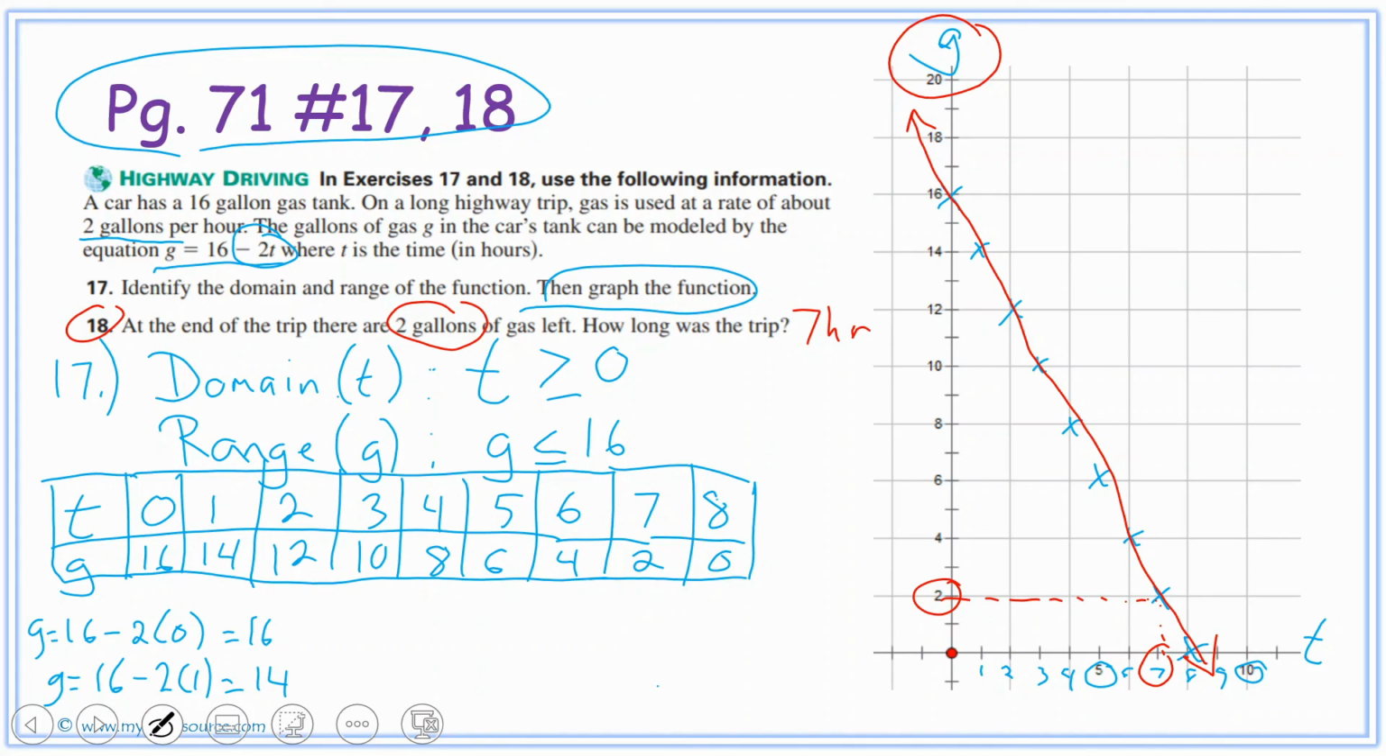Another way I could do it is use the table. If I go onto G on the table, 2 on the table for 2 gallons left, we see that it's 7 hours as well. And so that's the connection. We can connect it using mapping diagrams. We can use the tables, the coordinate points, the graph, or even equations as we were substituting values as we are doing here.